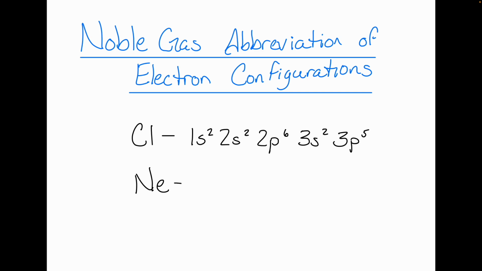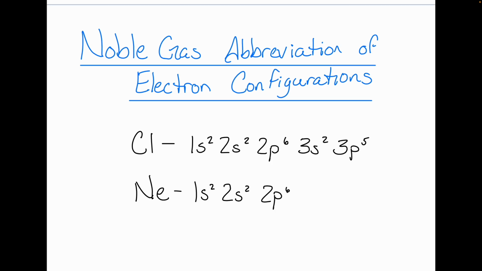Okay, cool. And then for neon, if we did the same thing, it would be 1s2, 2s2, 2p6, right? It's got a full 2p orbital based on where neon lives on the periodic table. Okay, now, if you will notice, neon's electron configuration exactly matches these first 3 orbitals in chlorine's electron configuration.